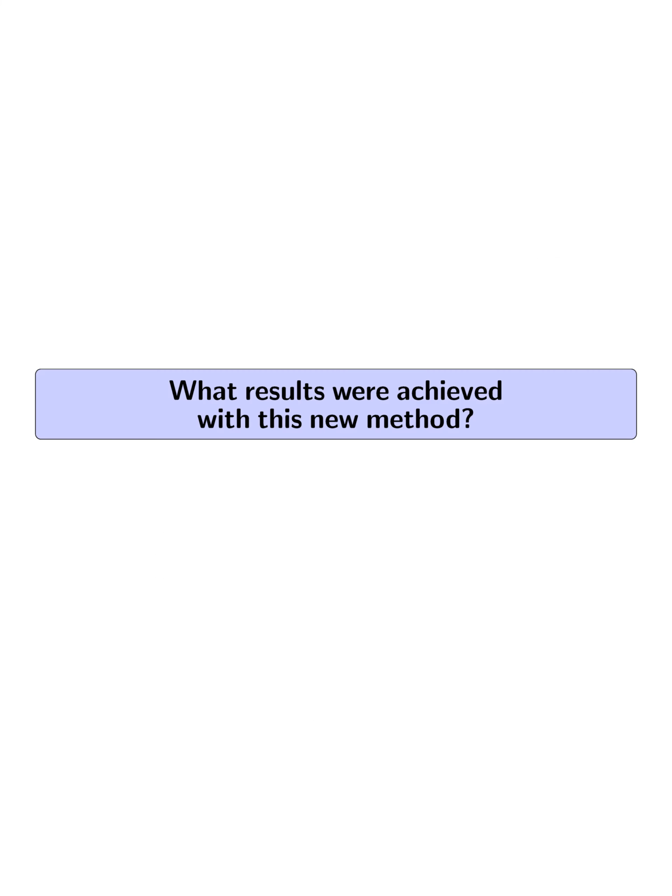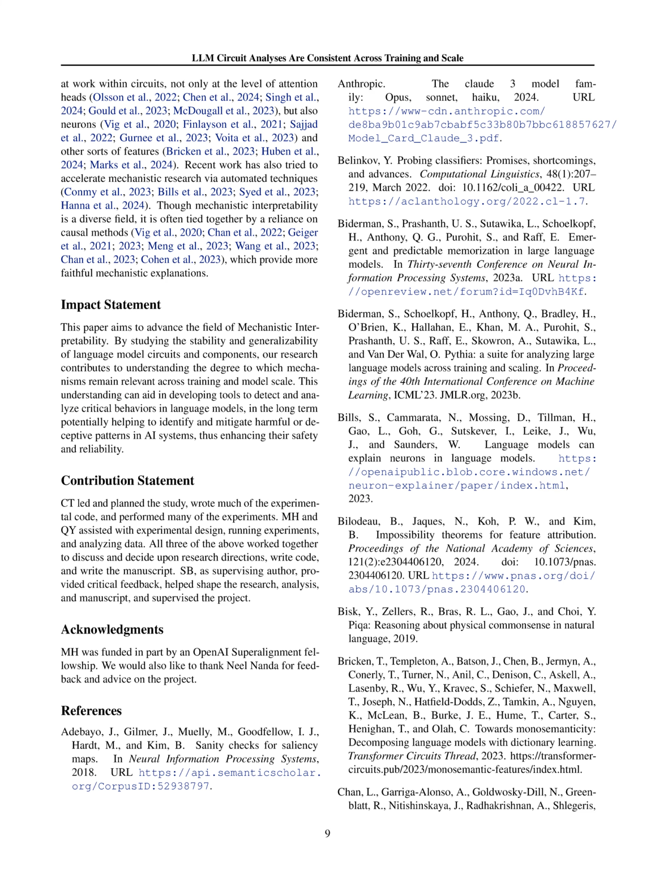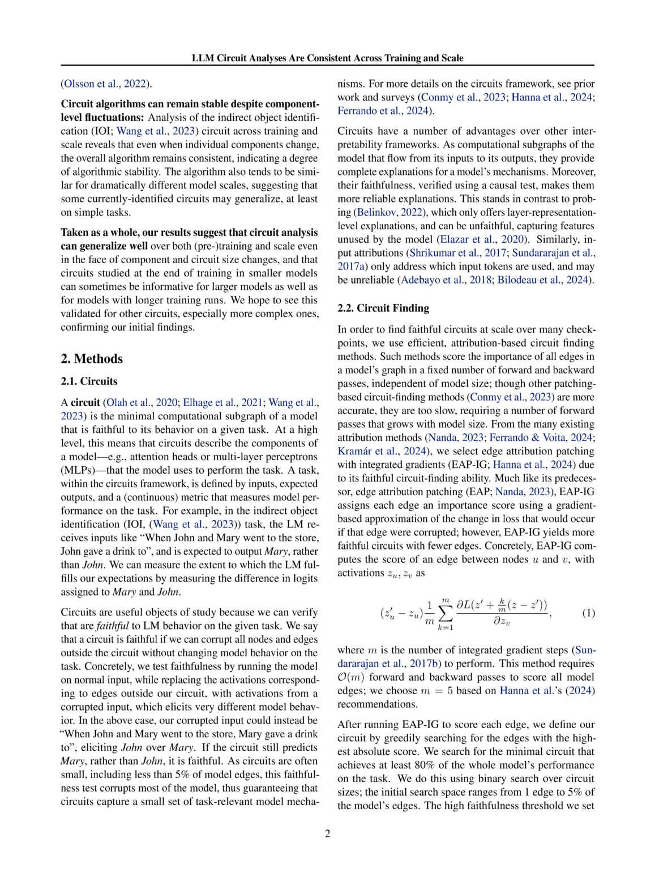What results were achieved with this new method? The results achieved with the new method include demonstrating the stability and generalizability of language model circuits and components across training and model scale. The study found that circuit algorithms can remain stable despite fluctuations in individual components, indicating a degree of algorithmic stability. The research showed that circuits analyzed at the end of training in smaller models can sometimes be informative for larger models and models with longer training runs.